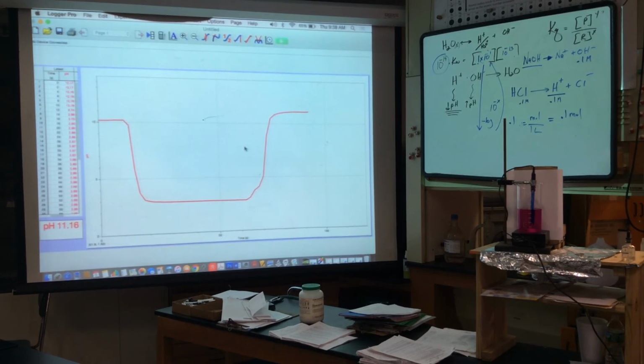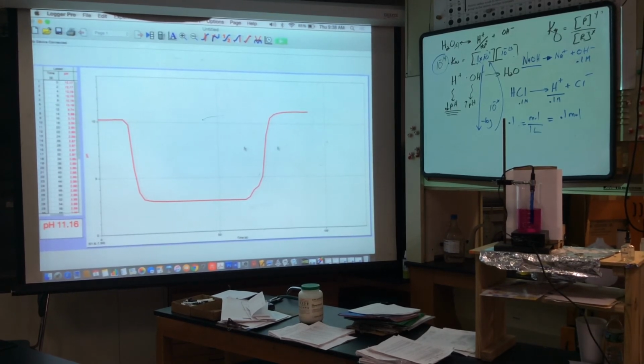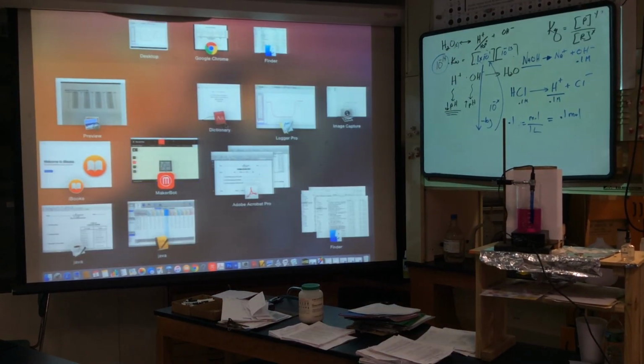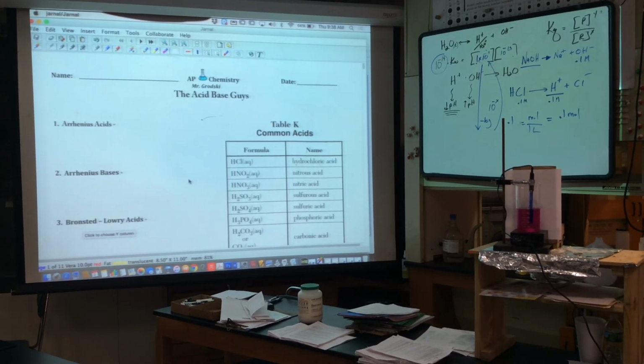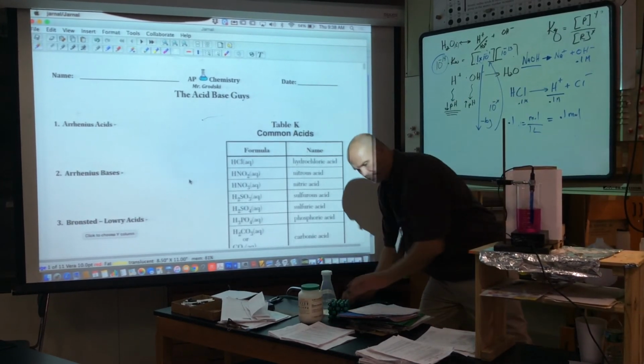So let's go to the first page of your packet. Let's continue on. All right, so here comes some definitions, and it has everything to do with what we just saw.